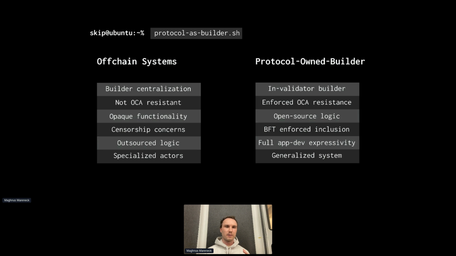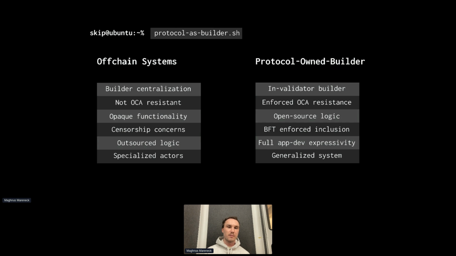So just to compare the attributes of an off-chain system for capturing MEV versus a protocol-owned builder. And this is not to say that off-chain systems can't get better, and I believe they will. I think there might be a presentation here that talks a lot about that. But this is generally some things that we've seen in terms of how off-chain mechanisms have played out in Ethereum and how we think protocol-owned builders can fix some of those things.